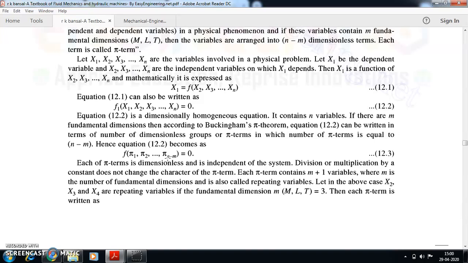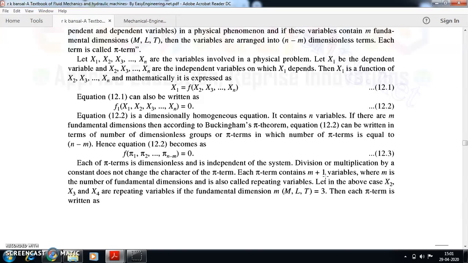Each pi term is dimensionless and it is independent of the system. Any division or multiplication you do will not change the character of the pi term. Each pi term will contain m plus 1 variables. Very important. When we solve problems, you'll understand it in a much better manner.